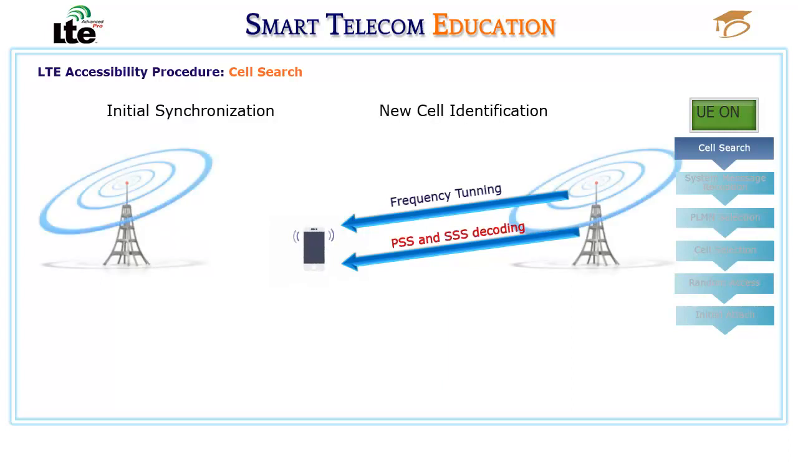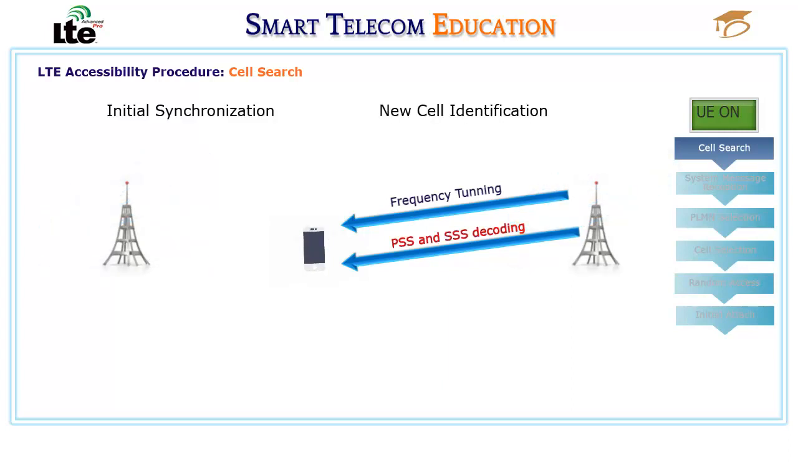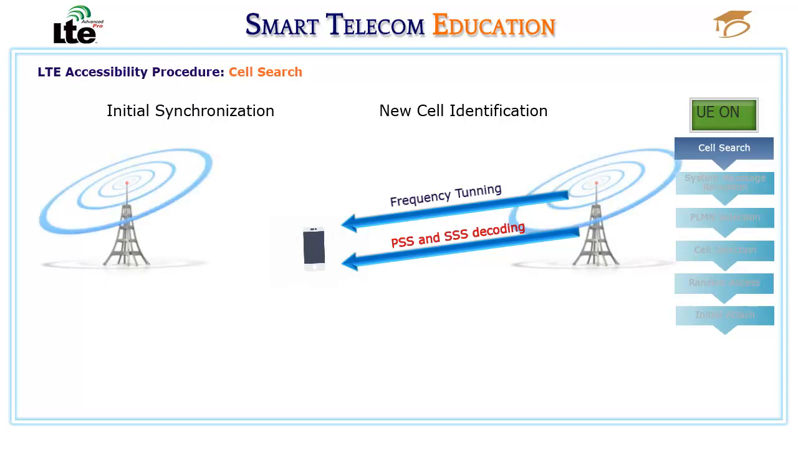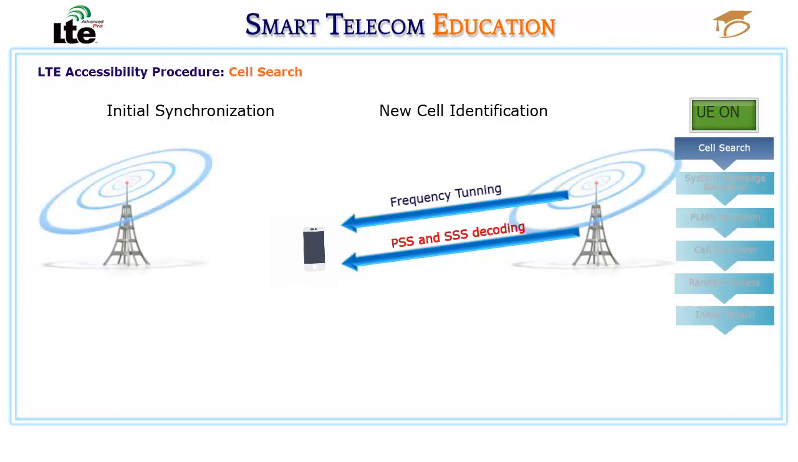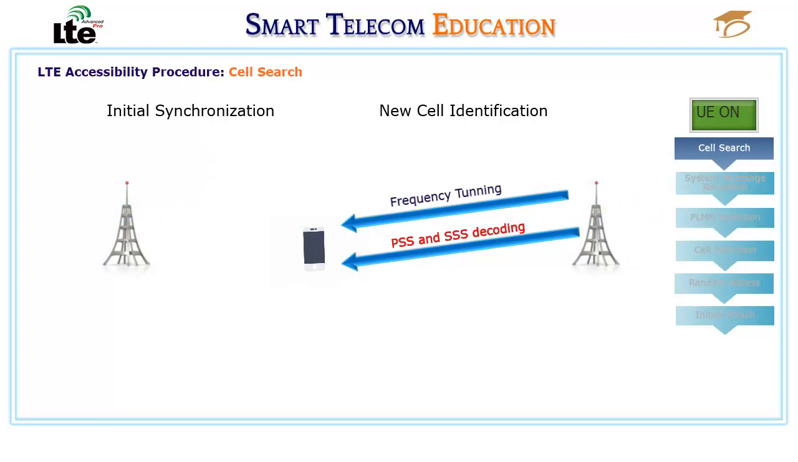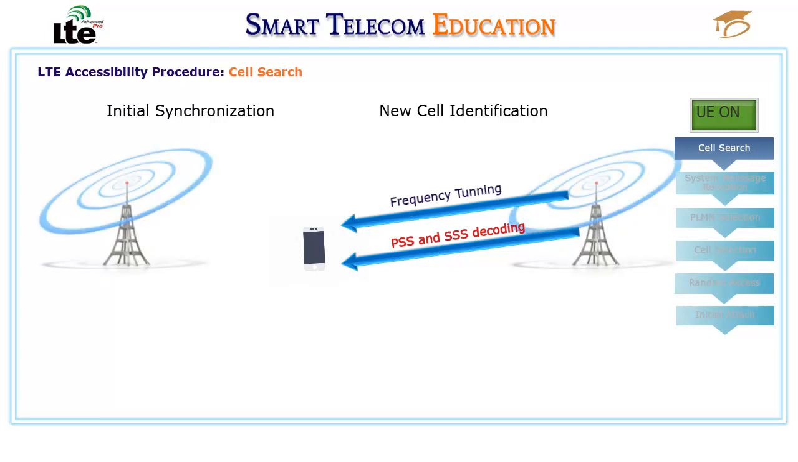In both scenarios, the synchronization procedure makes use of two specially designed physical signals which are broadcast in each cell: the Primary Synchronization Signal, PSS, and the Secondary Synchronization Signal, SSS. In the next slide, we will explain how the UE detects and decodes the PSS and SSS for LTE FDD and TDD.